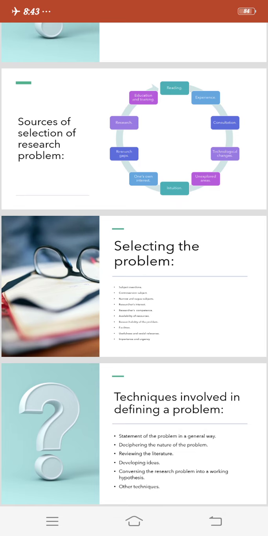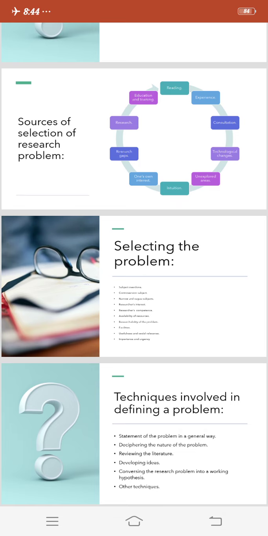Next one is facilities. Unless there are good library facilities with the latest books, present data, journals, magazines, periodicals, and computers with internet facilities, the quality of research work cannot be good and reliable.